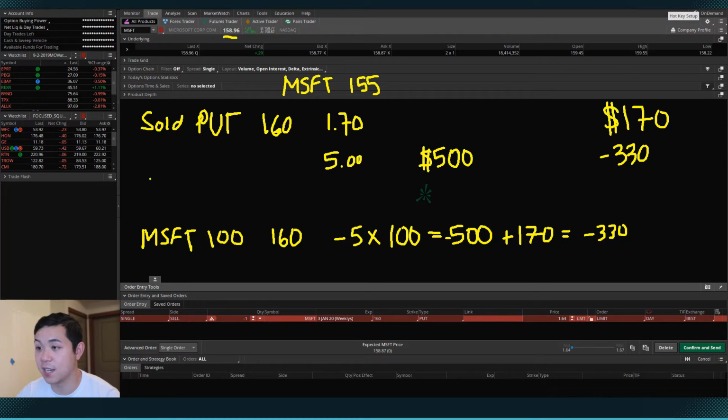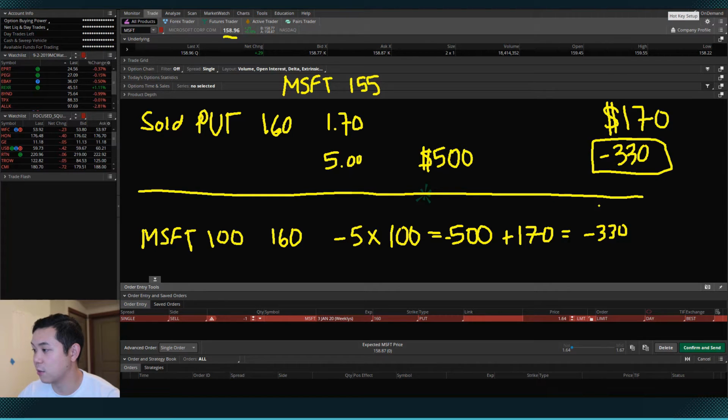So if you look at both of these examples, example 1 and example 2, in both cases, we lose $330, which means that at settlement, it doesn't really matter. There's no extra loss because we got assigned, and there's no extra loss because we didn't get assigned. But there is the risk of exposure. Now that we did get assigned 100 shares of Microsoft, we are now long Microsoft, which means that if we wake up the next morning and Microsoft is now trading at 150, which means it went down even lower, we're going to lose another $500.